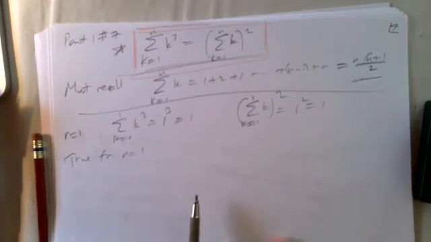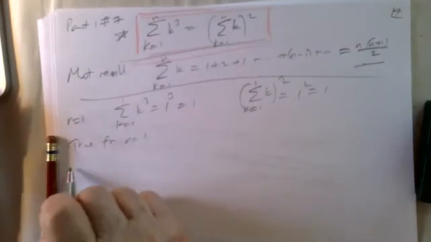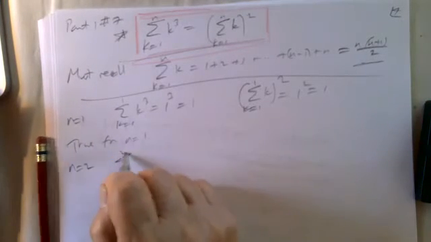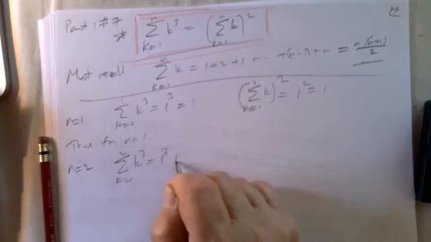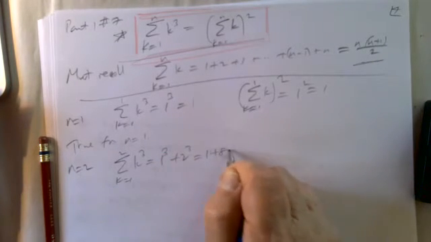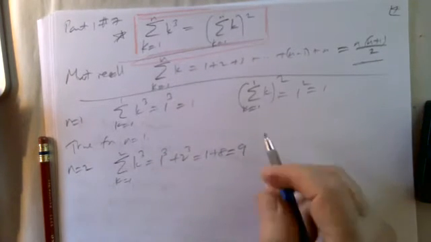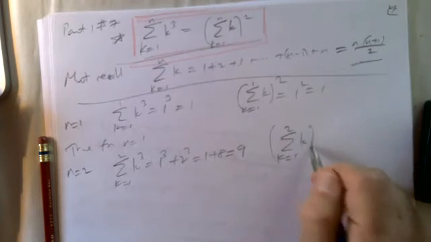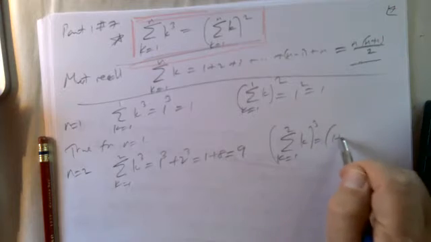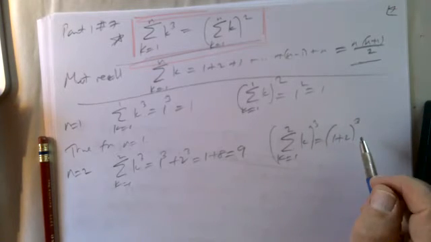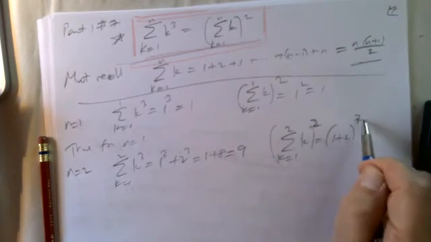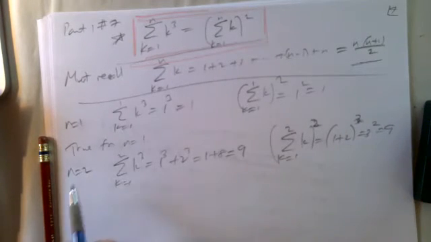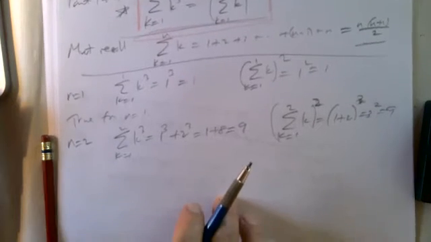Let's just do another case. Suppose we take n equal 2. You take the summation for k from 1 to 2 of k cubed. This is 1 cubed plus 2 cubed, which is 1 plus 8, which is 9. And if you take the summation for k from 1 to 2 of k, this is 1 plus 2, squared, which is 3 squared, which is also 9. So it's true for n equal 2.